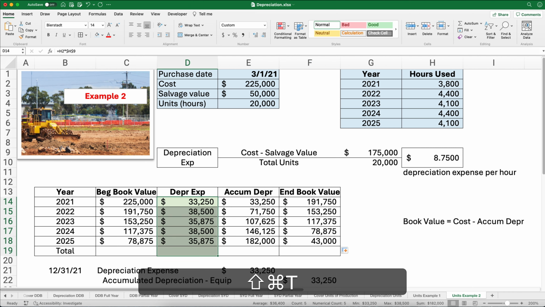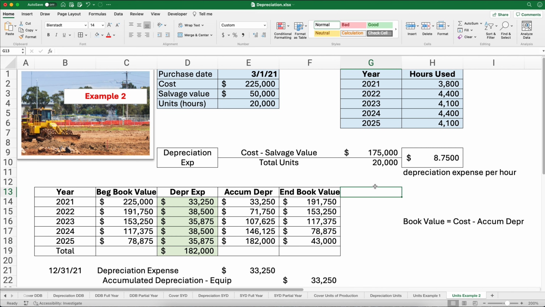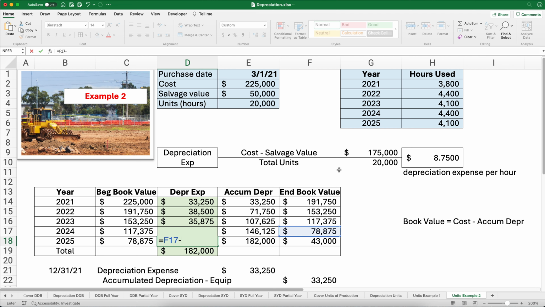Now we know our total is going to be a little high, so we want it to stop at 175,000. We've got 182,000. We know we cannot go below the salvage value of 50,000 here. So our ending is at 43. So what we need to do is adjust this depreciation expense for the last year, 78,000 minus the 50,000. And so that's going to be exactly 28,875. And we have total depreciation of 175,000, and our ending book value is 50,000.